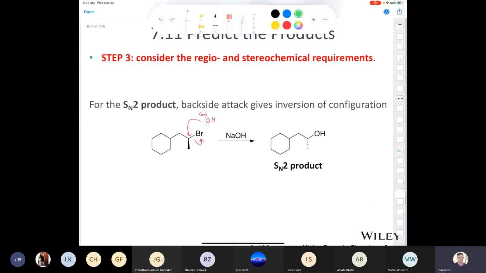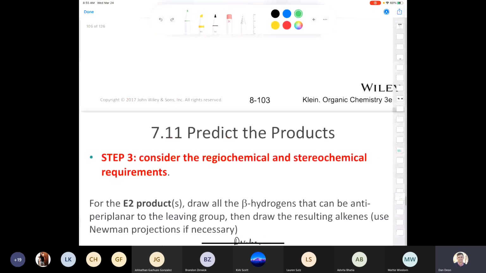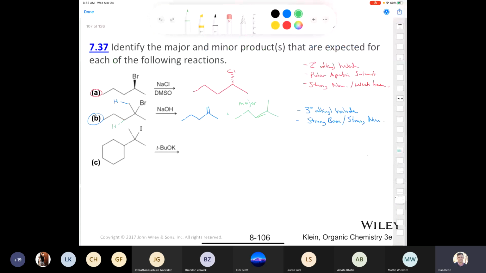When we go back here, we're going to end up with this as our major product. Since, again, the base is hindered, this will be our major product. And then we'll also get some of the minor product as well, which would be this guy here. This will be the minor product.